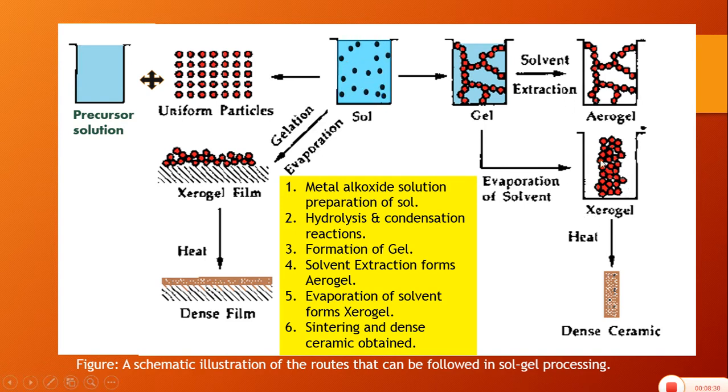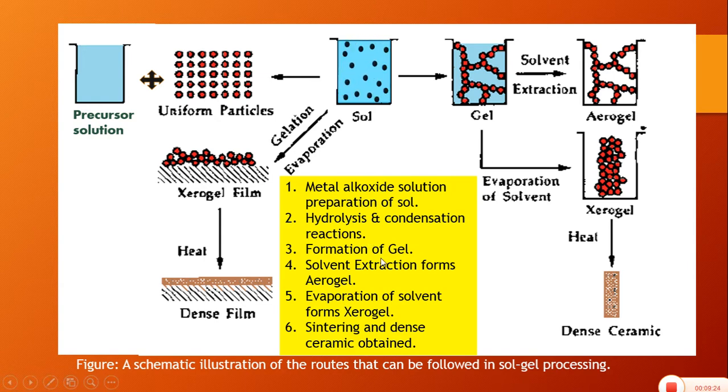So after attaining this xerogel, when it is sintered to a particular temperature, it provides a dense ceramic. And if we see over here, if this sol is placed on a substrate, either by spin coating or dip coating or any other coating method, it forms a xerogel film on the substrate, and when it is heated or sintered, it forms a dense film on the substrate. So by using the sol-gel method, we can prepare a dense material as well as a thin material.